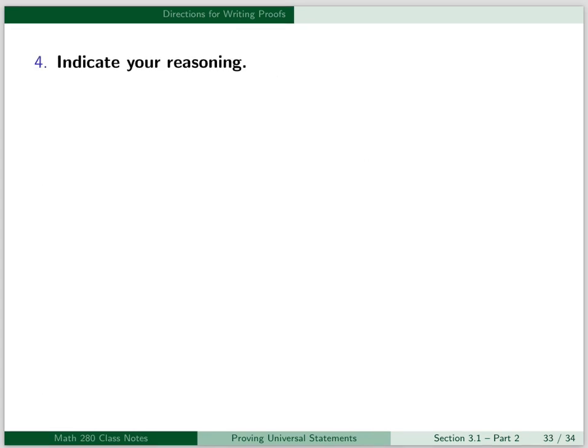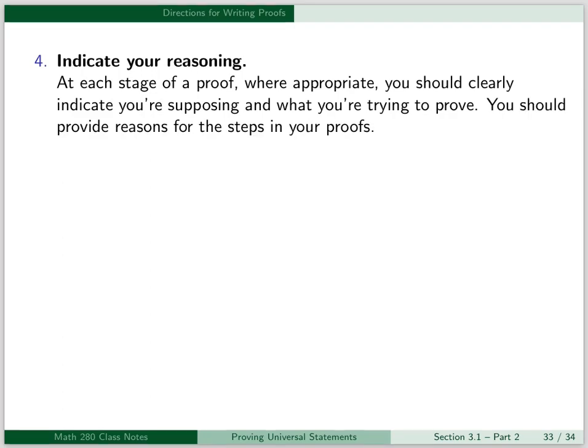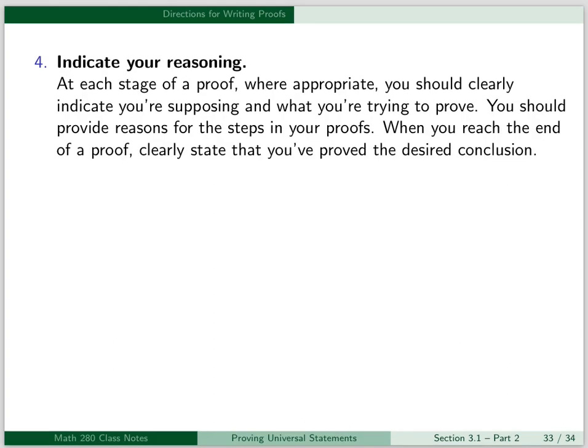Our fourth rule or guideline is to indicate your reasoning. At each stage of a proof, where appropriate, you should clearly indicate what you're supposing and what you're trying to prove. You should provide reasons for the steps in your proof. When you reach the end of a proof, clearly state that you proved the desired conclusion.